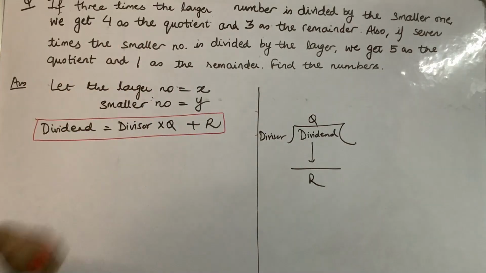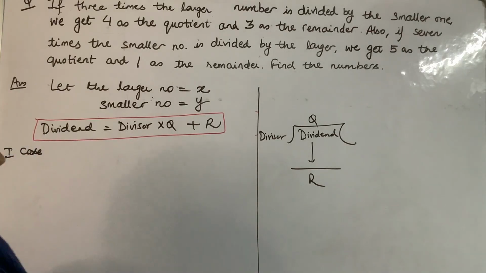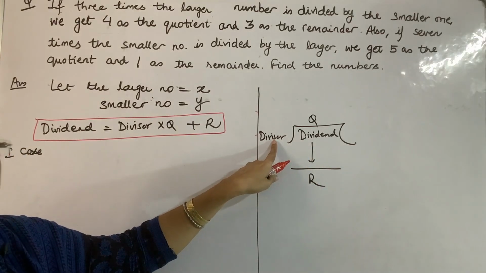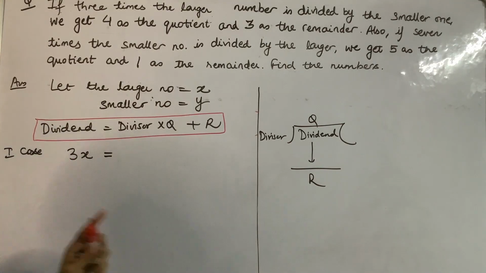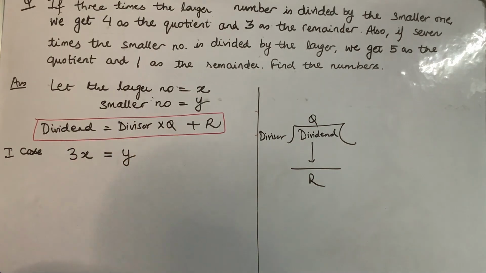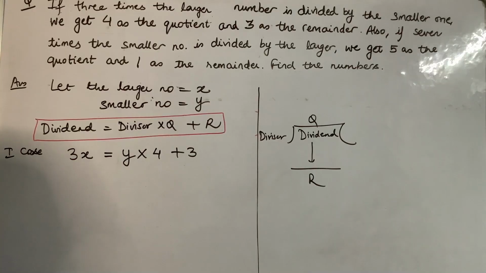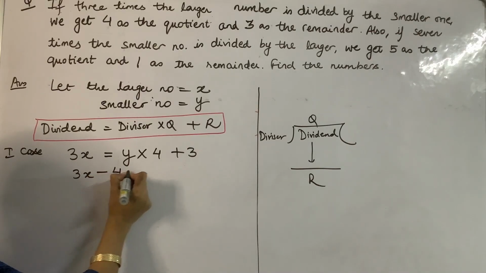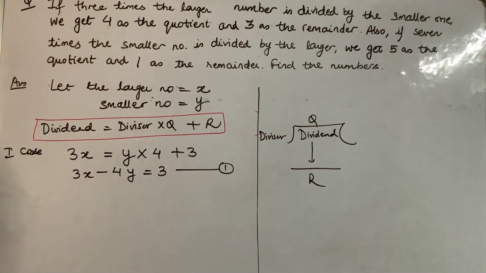If 3 times the larger is divided by the smaller. So the first case says 3 times the larger, that means the dividend, is divided by the smaller. The smaller means y. You get 4 as the quotient and 3 as the remainder. Agreed? So this is 3x, taking this to this side, minus 4y is equal to 3. We have formed the first equation.